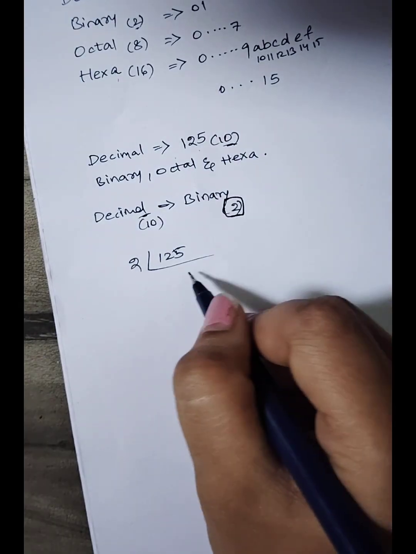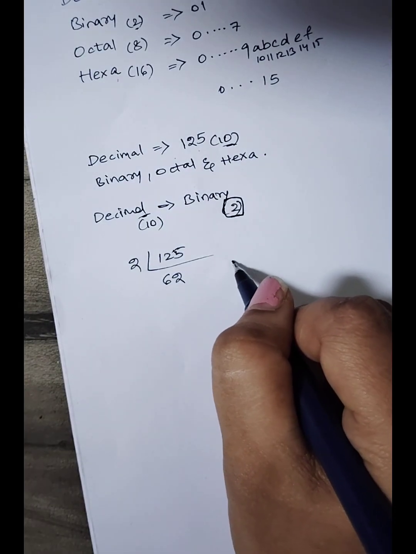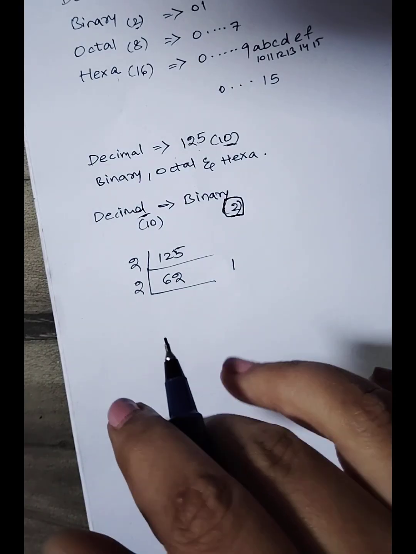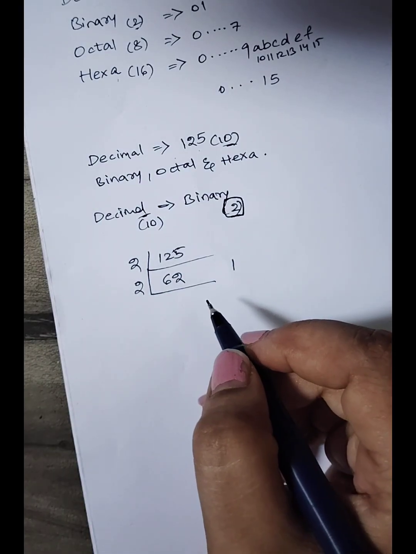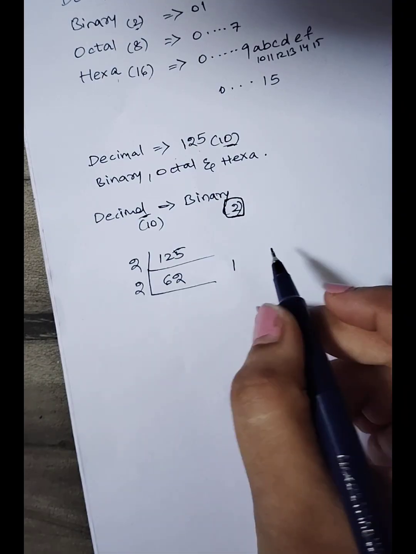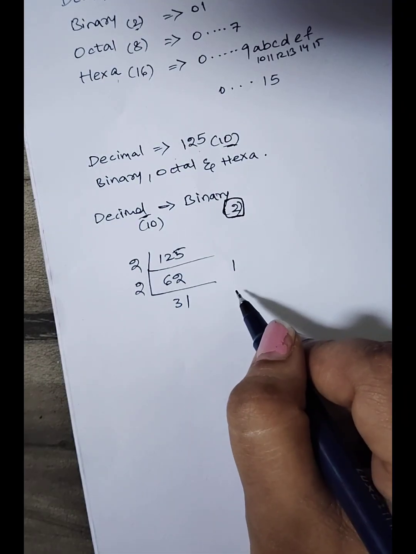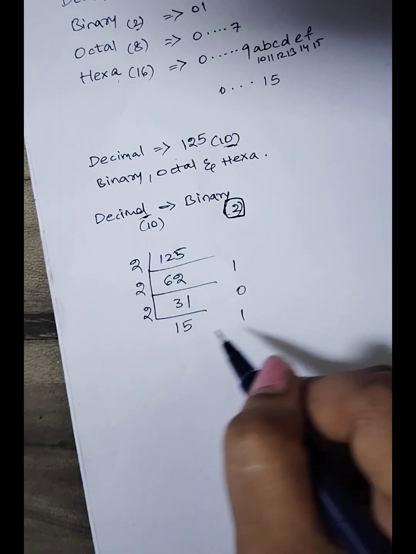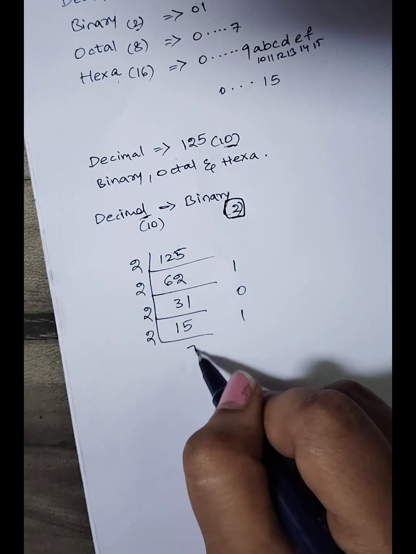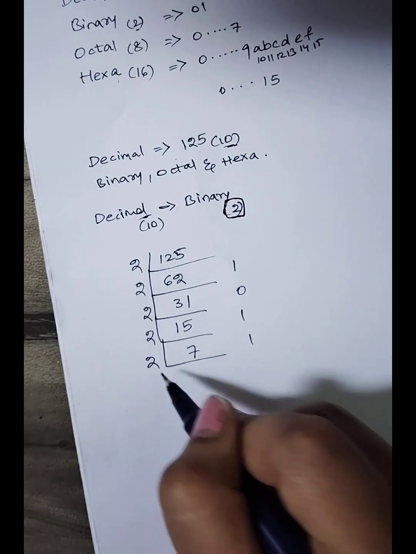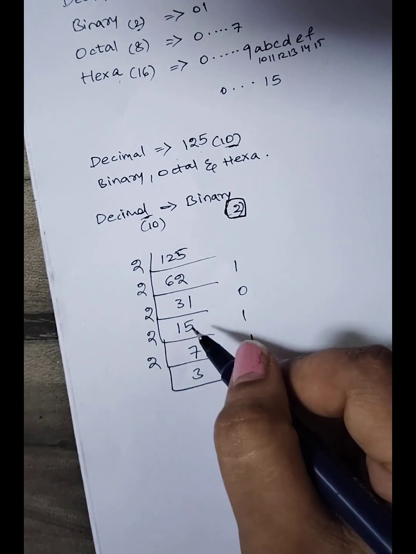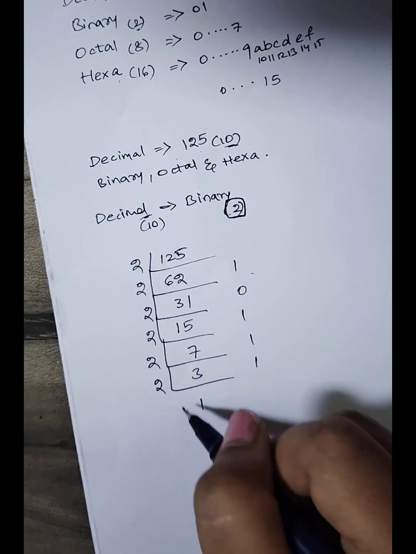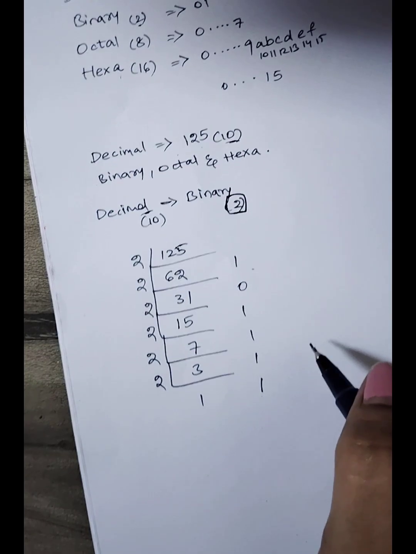So if you divide it with 2, here quotient will be 62 and remainder will be 1. You need to divide with 2 till you get the last possible value, like you can't divide that number with 2. You need to divide it till then. So here it will be 31 and remainder is 0. Again if you divide it with 2, here the remainder is 1. Again if you divide, remainder is 1. These are quotients and these are remainders. Here it will be 1 and remainder also will be 1.